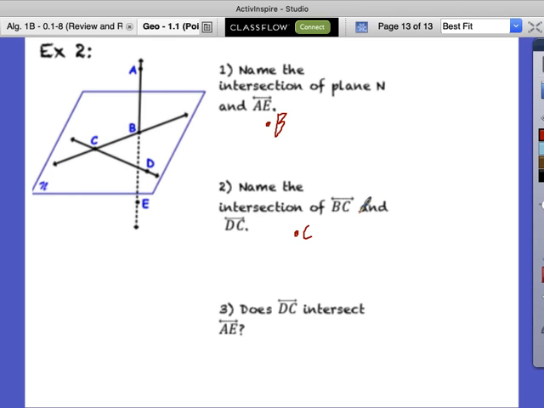Does line DC intersect line AE? Does line DC intersect line AE? No, it actually doesn't. Good job, Kevin. It doesn't. That's kind of a trippy one, isn't it? Because line AE is just going through the plane. It touches at that one point. Whereas line DC is in the plane. So even though it might look like an intersection because it's dashed, it's not actually in the plane there, okay? Any questions on that, guys?